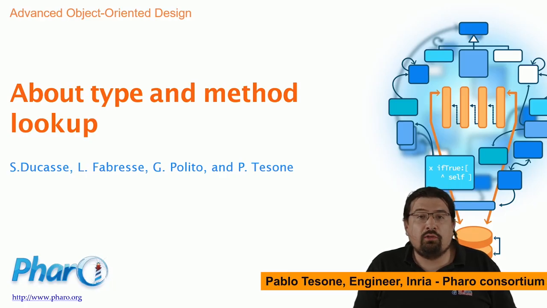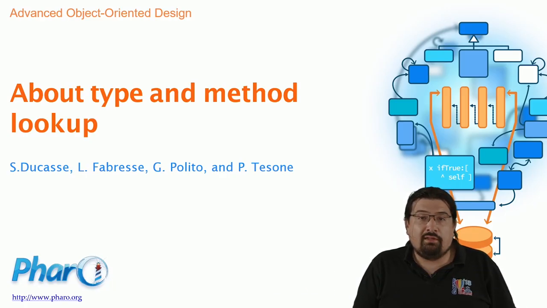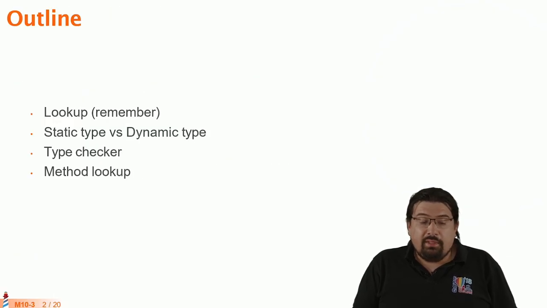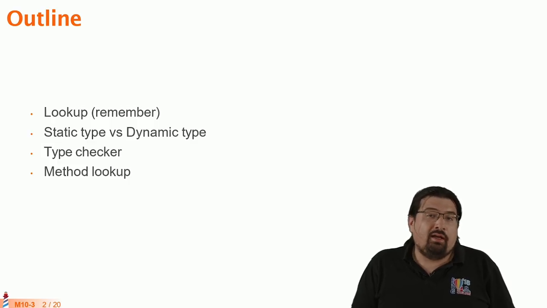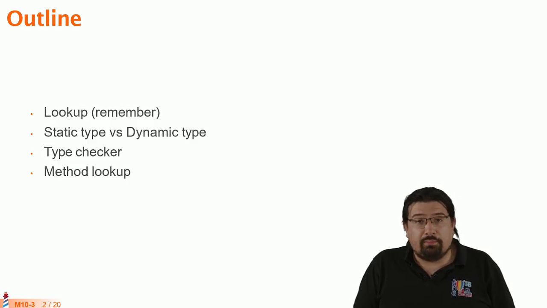In this lecture, we are going to talk about types and method lookup. Basically, we are going to start by remembering how the lookup works. We are going to talk about what static types are and how they interact with dynamic types, how the type checker works in the middle, and how it affects the method lookup.